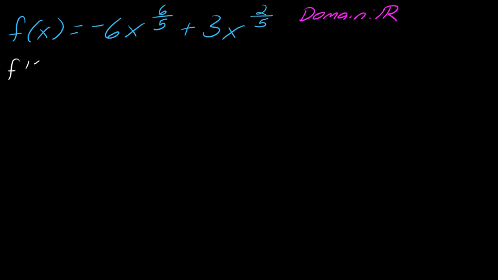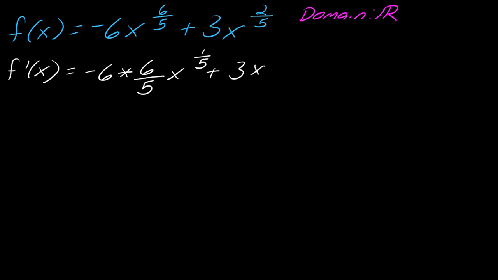And now let's go ahead and take the first derivative. If you want to pause and do that, go for it, hit play when you're ready. So this is going to be negative 6 times 6 over 5 x to the 1/5 plus 3 times 2 over 5 times x to the negative 3 over 5.